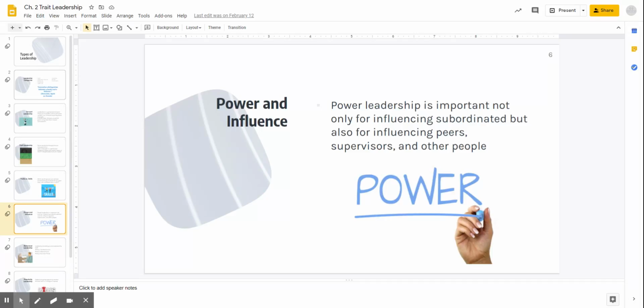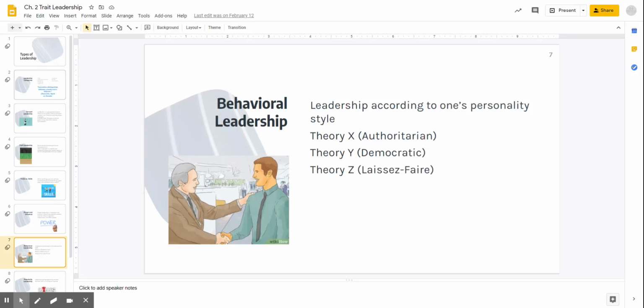So be very cautious if you have that power and you have the leadership power with it, to use your power for good, use your influence for good, and really make sure that what you're doing is positive as well. And then we look at something called behavioral leadership.